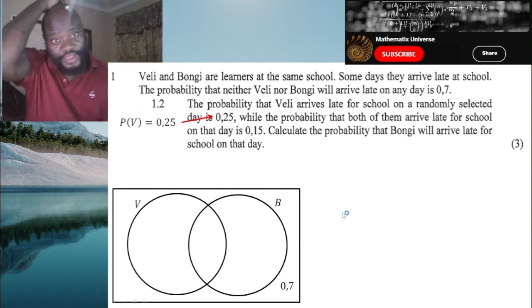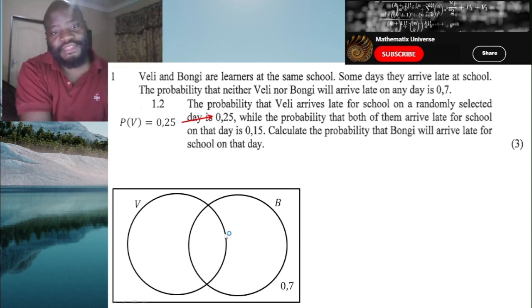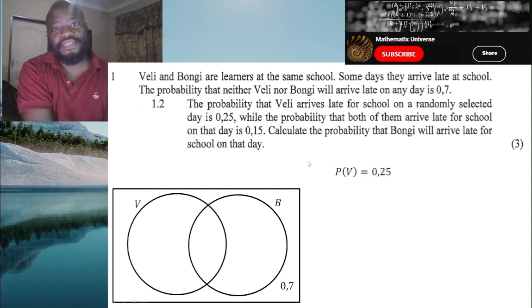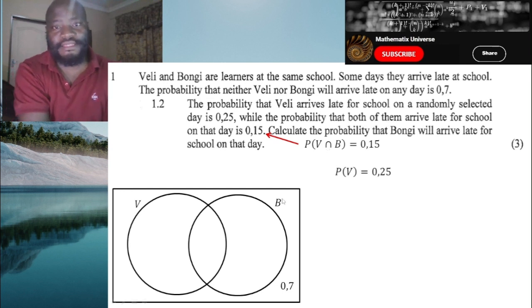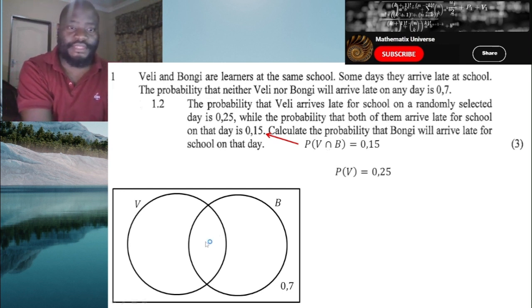Now, the 0.25, we could not do anything with it. We cannot put it anywhere because it is actually the number for the whole circle V, the two regions combined. But this one, so let's put this one over here. This one, the 0.15, is the intersection of the two. So that's when both of them are late on that day. So this is this region. So it means we can take that number and put it over there.